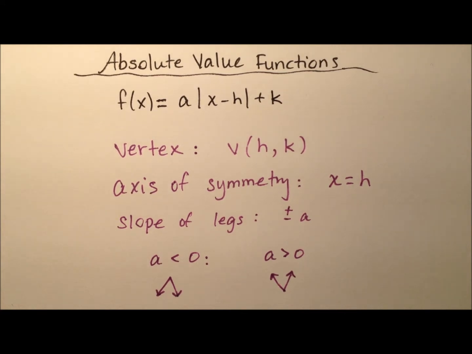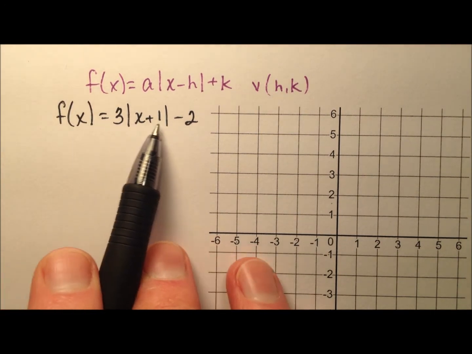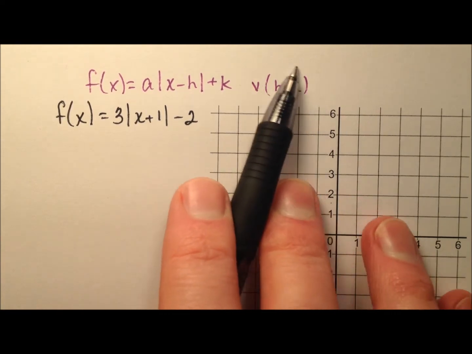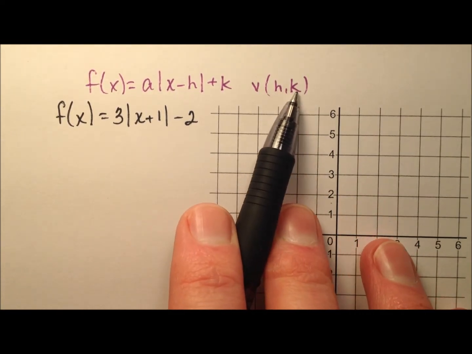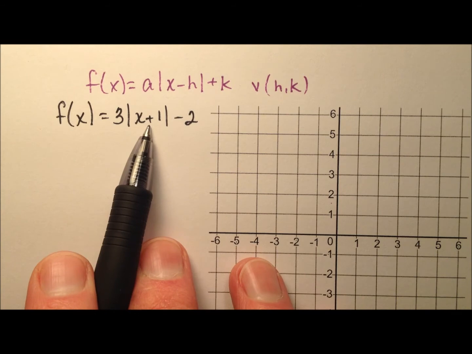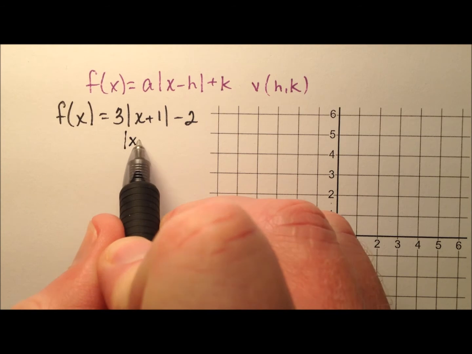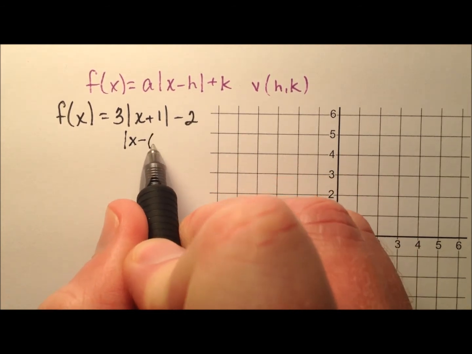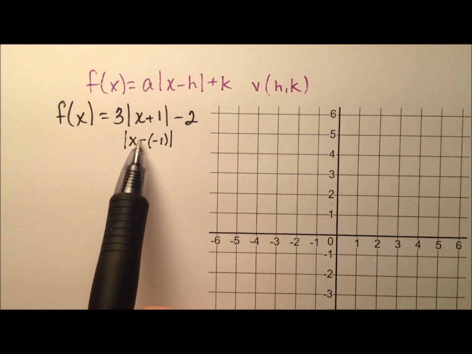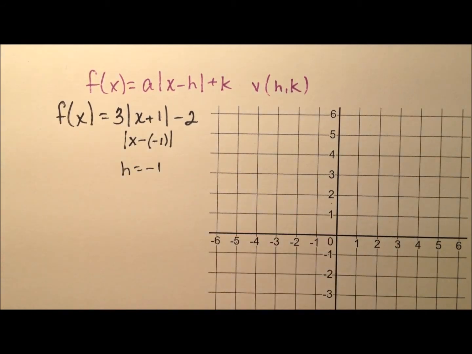So let's go ahead and look at our first example. Here we're going to graph the function f of x equals 3 times the absolute value of x plus 1, and then minus 2. So as we stated, and I've written up here, the vertex is (h, k). And of course, inside the absolute value bars, we have x minus h. Well, that's interesting because it looks like a plus right here. So what I can do is change this to a minus to force it to be a negative, and then I'll have to write it this way. So instead of x plus 1, I really have x minus a negative 1. So that indicates that my h value then is negative 1.